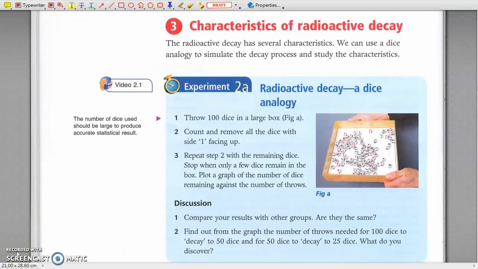3. Characteristics of radioactive decay. Radioactive decay is random in nature. The following experiment uses a dice analogy to simulate this decay process. Experiment 2A. Radioactive decay, a dice analogy.